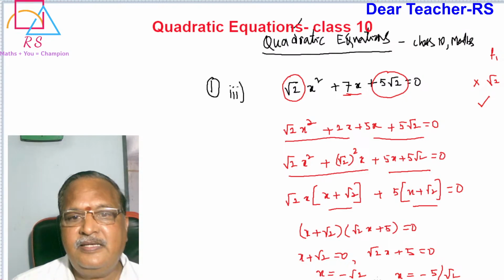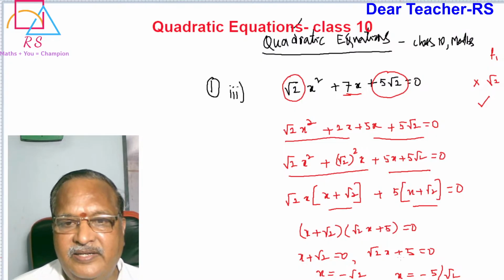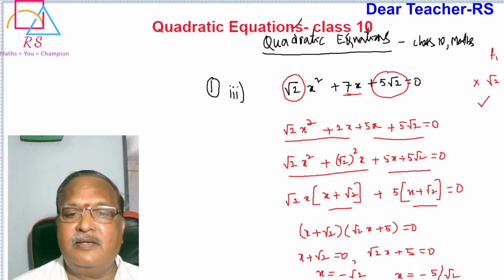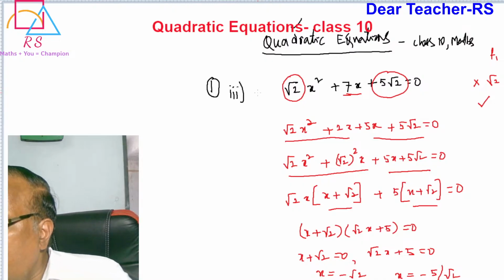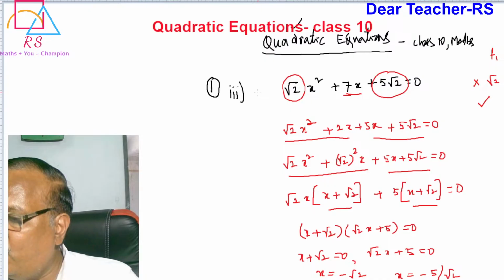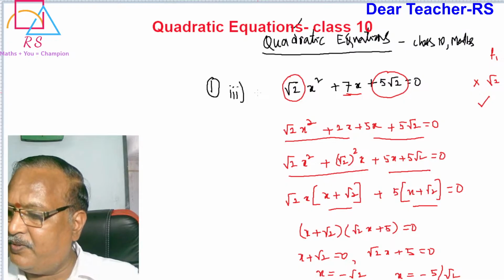So that is why it is very, very important. You have to learn factorization of a quadratic equation using the splitting of the middle term. So now, second question. Solve the problems given in example 1. Second question. So you have to go to the example 1. Okay? Example 1.